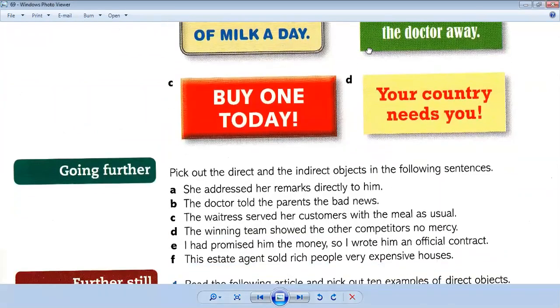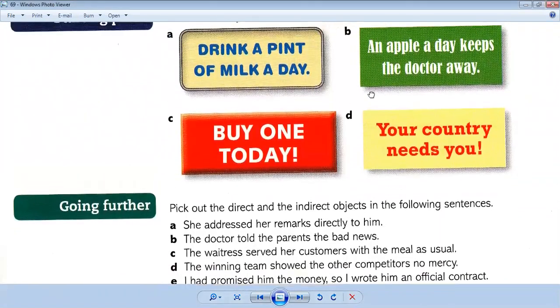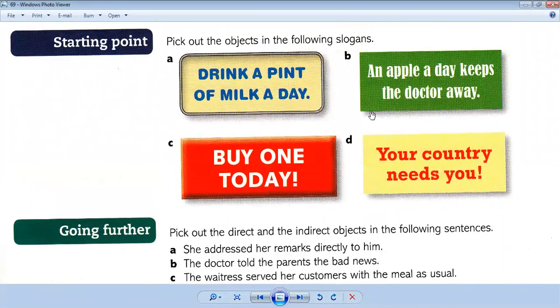Going down a little bit, you're not going to answer it all. I'm just going to do part of it, and the rest is going to be your homework. So pick out the direct and the indirect objects in the following sentences. She addressed her remarks directly to him. This sentence has both direct and indirect.